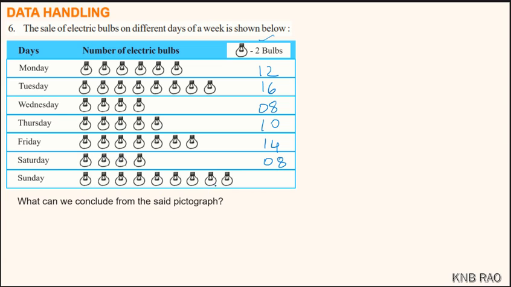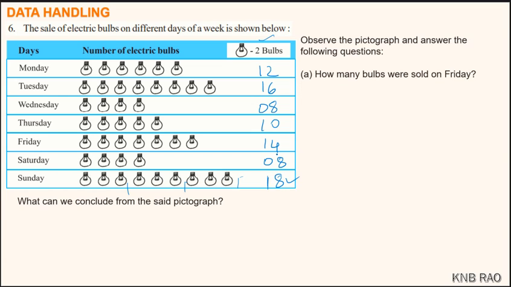On Sunday, maximum it seems. So 1, 2, 3, 4, 5, 6, 7, 8, 9. Sorry, up to here 3, up to here 3, up to here 3, 9. So 9 twos are 18 bulbs. So that is the maximum. Now, see children, based on this, we will have questions. Question number 1: How many bulbs were sold on Friday? So 14.